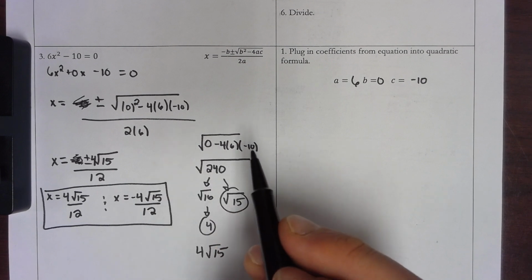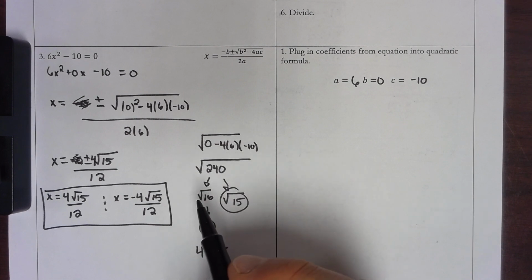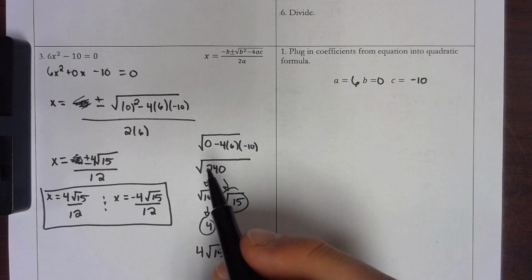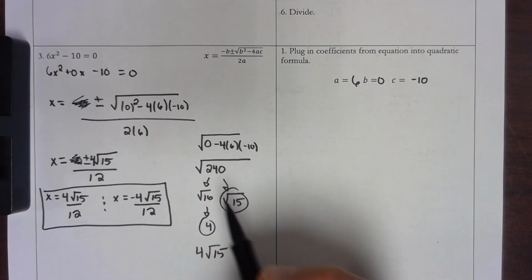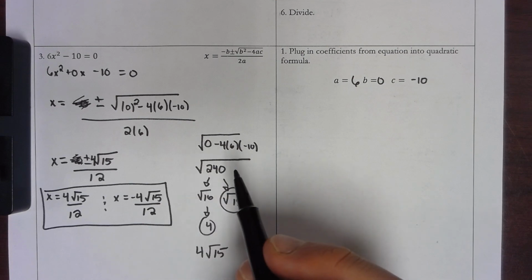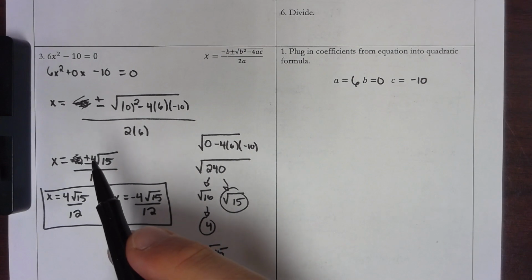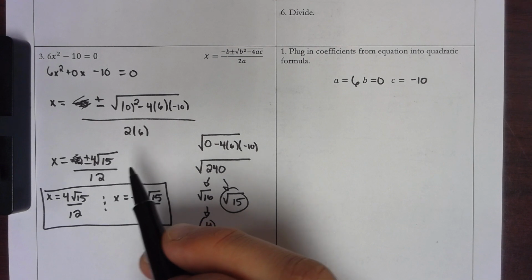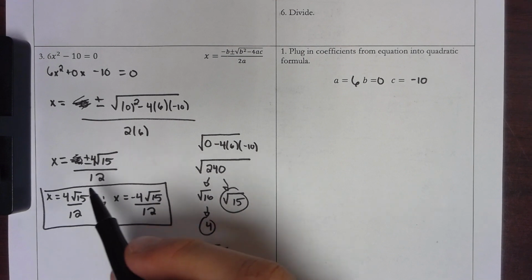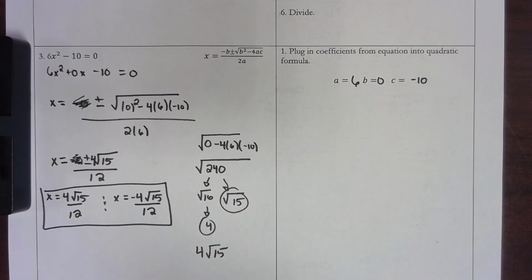Negative 4 times 6 times negative 10 is 240. The largest perfect square that divides 240 is 16. So factoring out a 16 and 15, I can then take the square root of 16 to get 4, and the root 15 is left over. So root 240 simplifies to be 4 root 15. That makes the results of our quadratic formula plus or minus 4 square root of 15 divided by 12. So that's positive 4 root 15 divided by 12 and negative 4 root 15 divided by 12. And again, we will leave our answers like that.